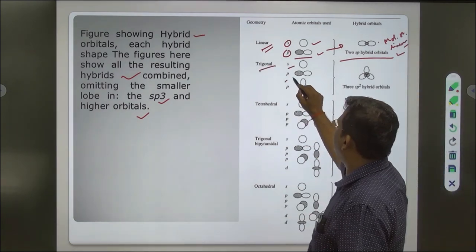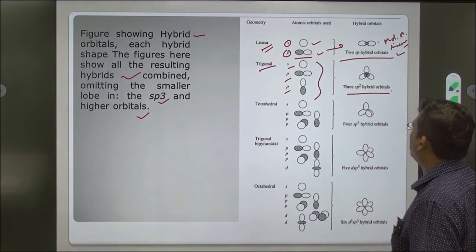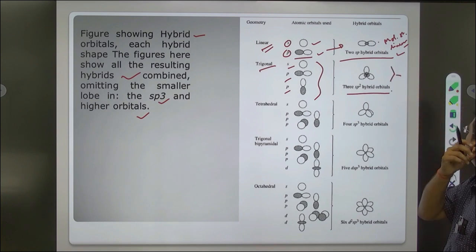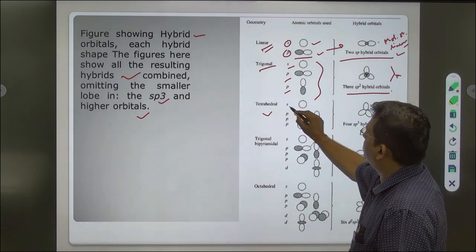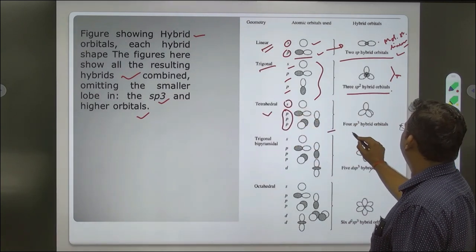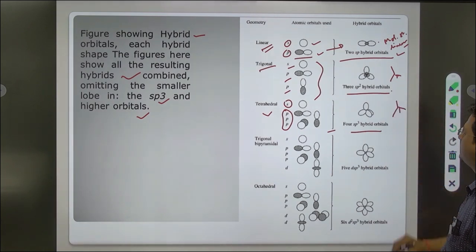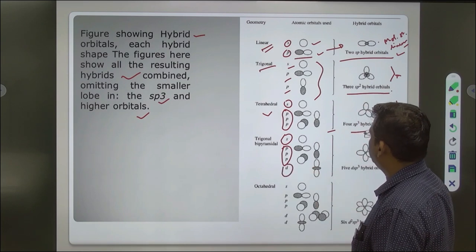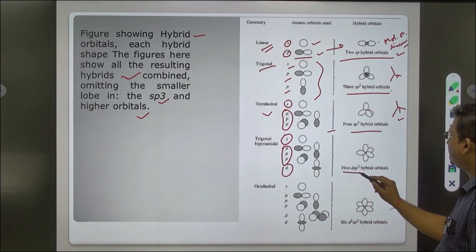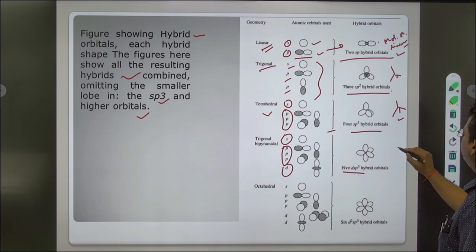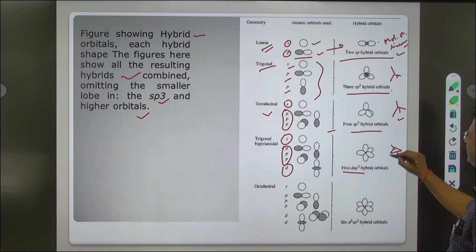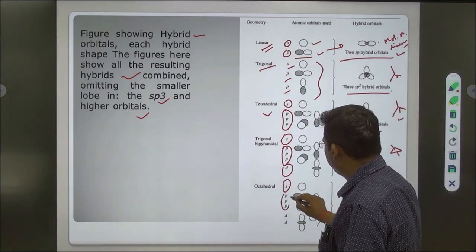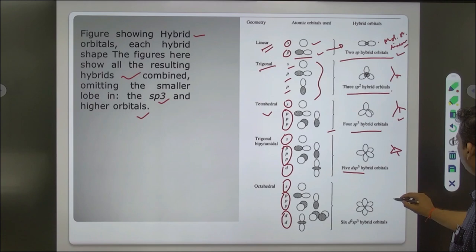And when s, p and p orbitals combine, they give sp2 hybrid orbitals, the trigonal structure. And for tetrahedral, s and 3p combine and give 4 hybrid orbitals, giving the tetrahedral structure. And when s, 3p and d orbitals combine, it gives 5 sp3d hybrid orbitals, and this gives a trigonal bipyramidal structure. And when s, 3p and 2d orbitals combine, it forms an octahedral structure.